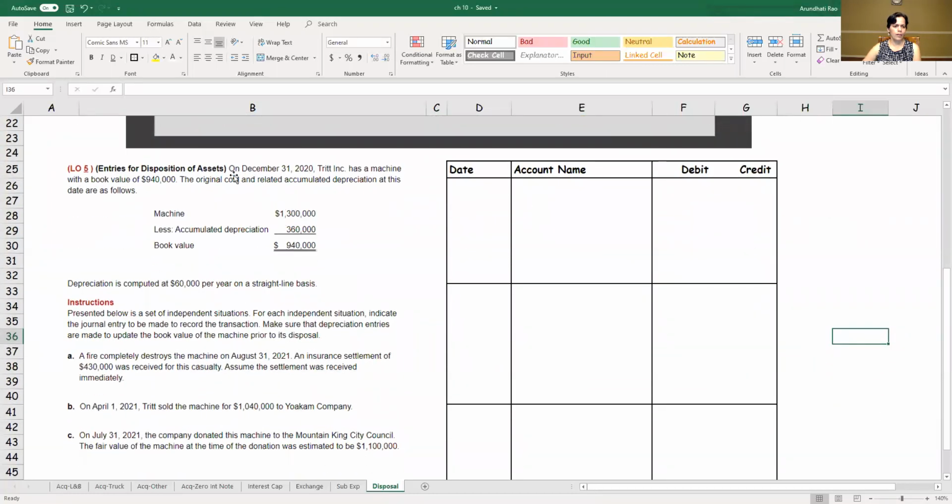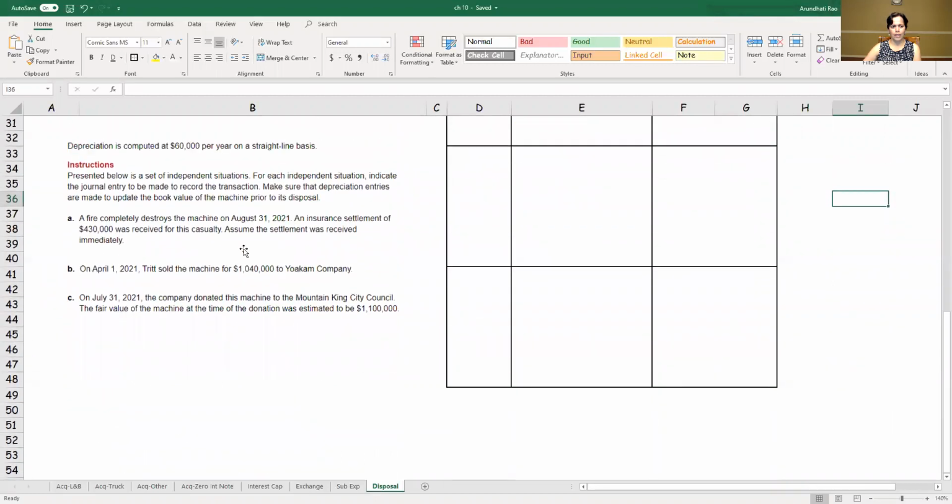So in this example, they're telling us that on December 31st, 2020, we have a machine with a book value of $940,000. The original cost is $1.3 million. Accumulated depreciation is $360,000. Depreciation is computed at the rate of $60,000 per year using the straight line method. They've given us 3 different cases, 3 different scenarios, all dealing with the same asset. They want us to treat each of these as independent situations.